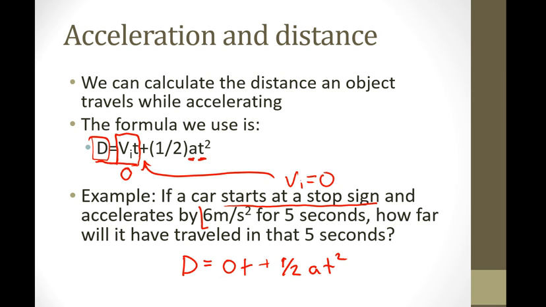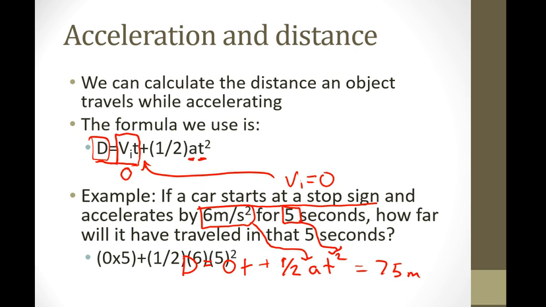My acceleration is right here, 6 meters per second squared. That's going to get plugged into my a value, and 5 seconds right here is how long I'm traveling. That's going to be plugged into my t value. I wind up with 25 times 6 divided by 2, and that should be 75 meters. Did I get it right? Hey, look at that. I got it right in my head. Not so bad.